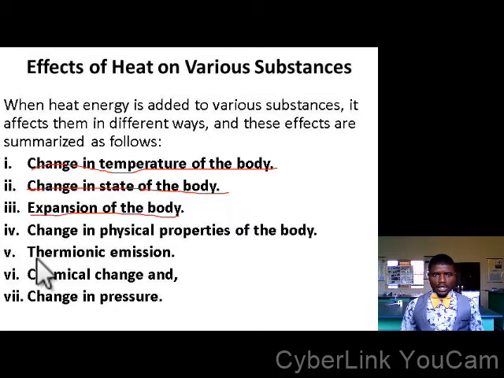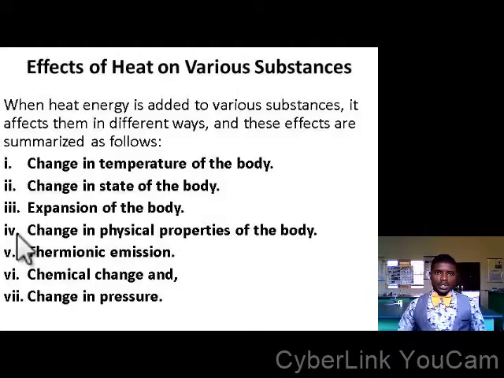Thermionic emission is a situation where matter, maybe a metallic object, gains heat energy and then it is able to emit a photon of light or energy. We will treat this comprehensively in what we call energy quantization, that is quantum physics at the secondary school level.